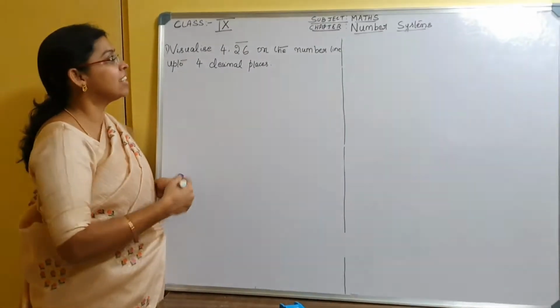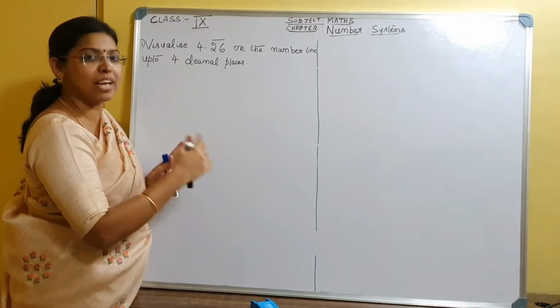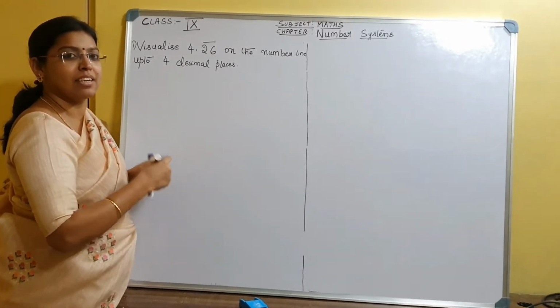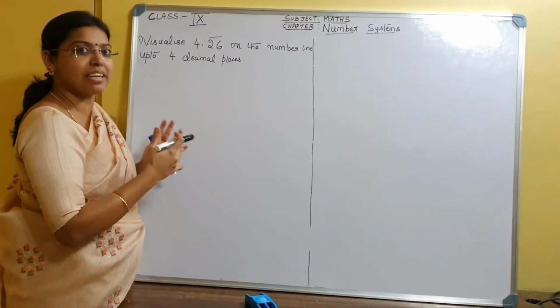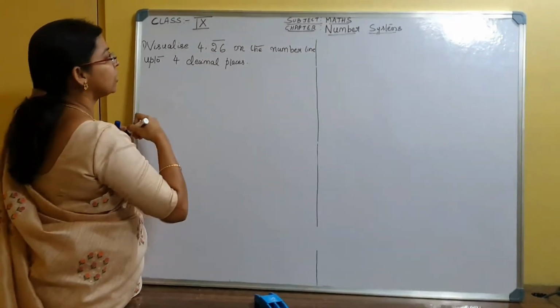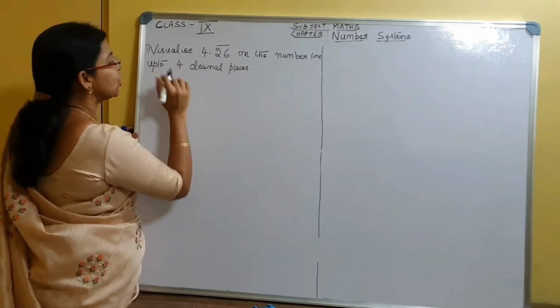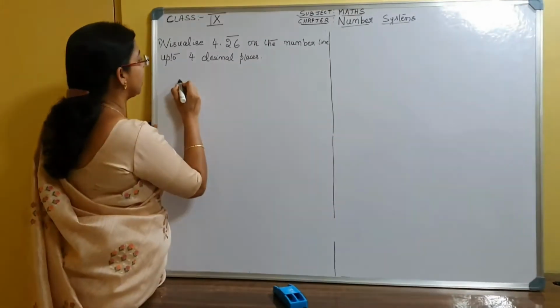We have seen that all the rational numbers and irrational numbers are called real numbers. Where do they lie on the number line? Do they lie on the number line along with the natural numbers, whole numbers and integers? Yes, they do. So how do we represent 4.26 bar on the number line? When they say visualize, we will zoom in and see where exactly they lie on the number line.